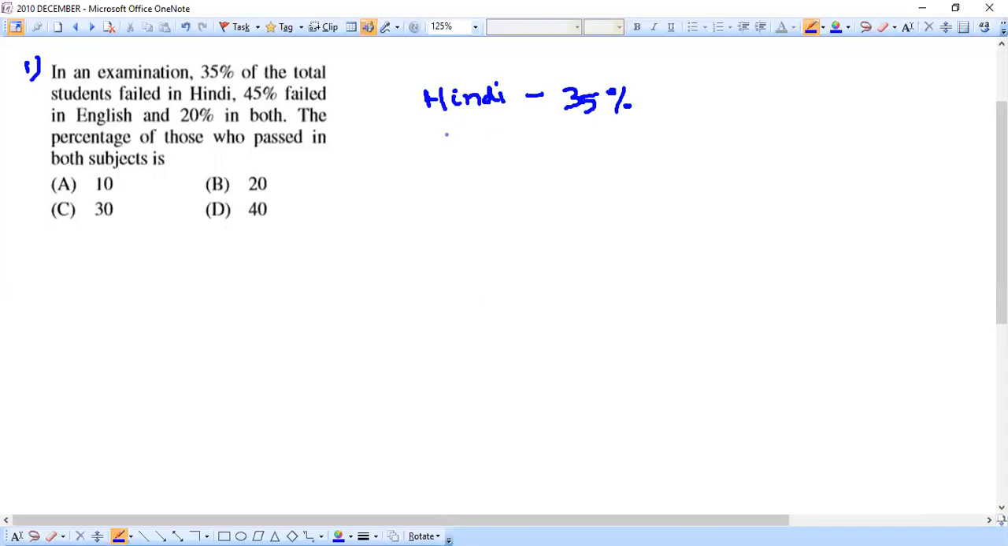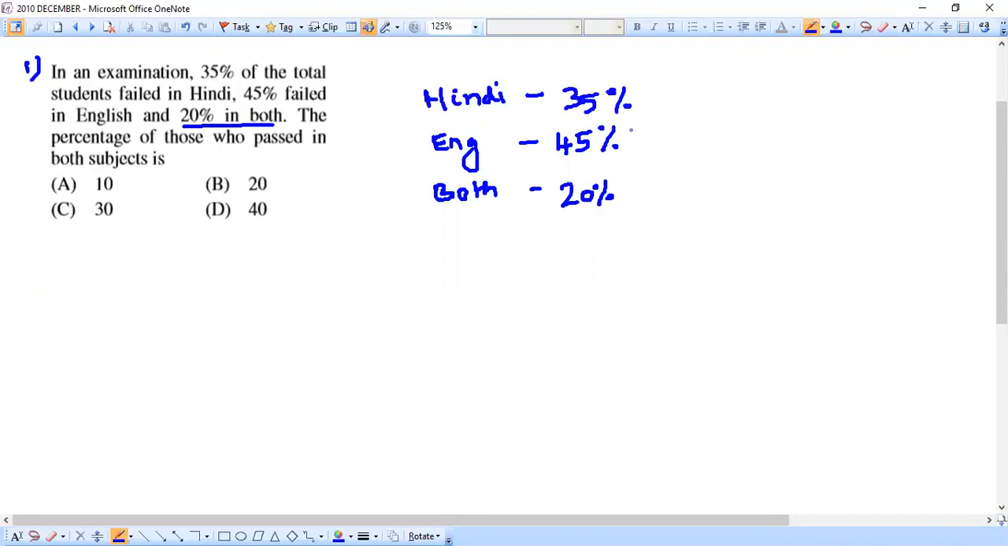Next, in the same class, 45% failed in English. So for English, the failures are 45%. And one more thing we have, 20% failed in both subjects. So the percentage of students who failed in both subjects is given to be 20%. This is a percentage question, but it is also going to involve a little bit of Venn diagrams.